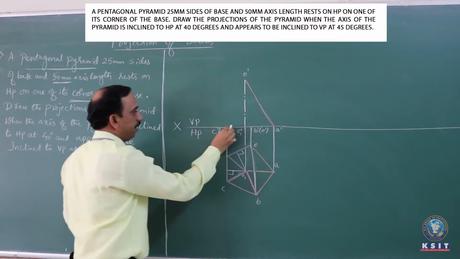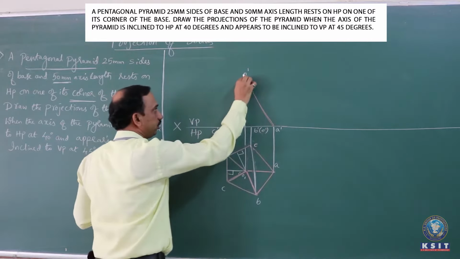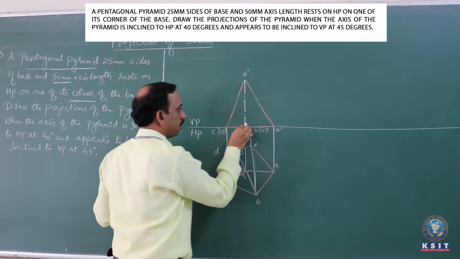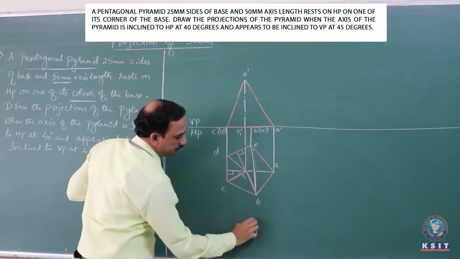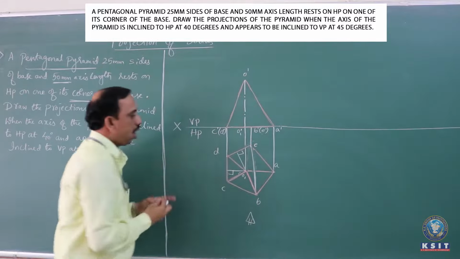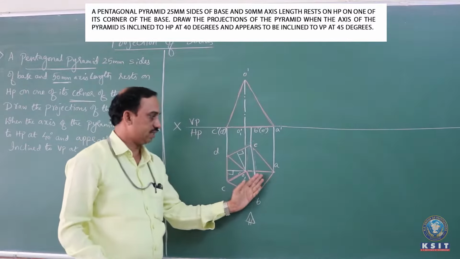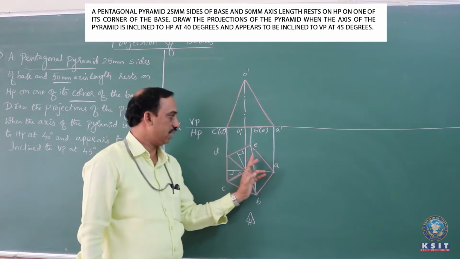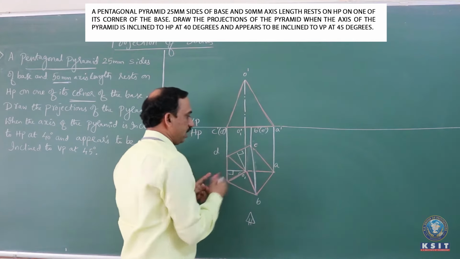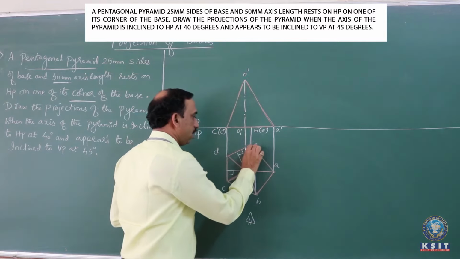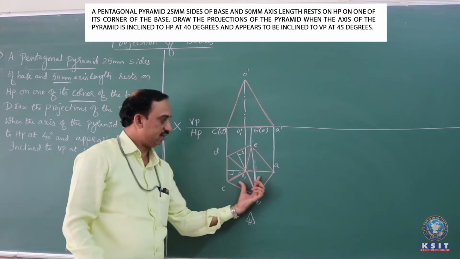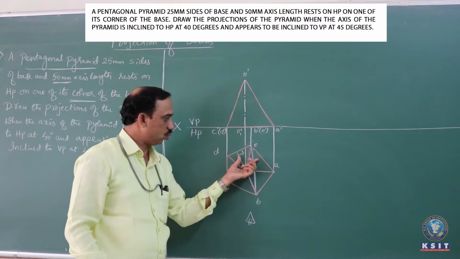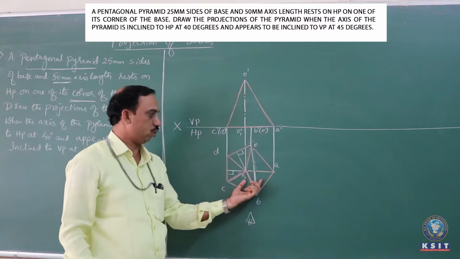Similarly, from C dash, join to O dash. You have the complete base face. But when the observer sees from the front here, out of 5 triangular faces, OAB, OBC, OCD, ODE as well as OEA, you get 2 of the triangular faces to be visible. These two triangular faces are overlapped by the front 2 triangular faces.